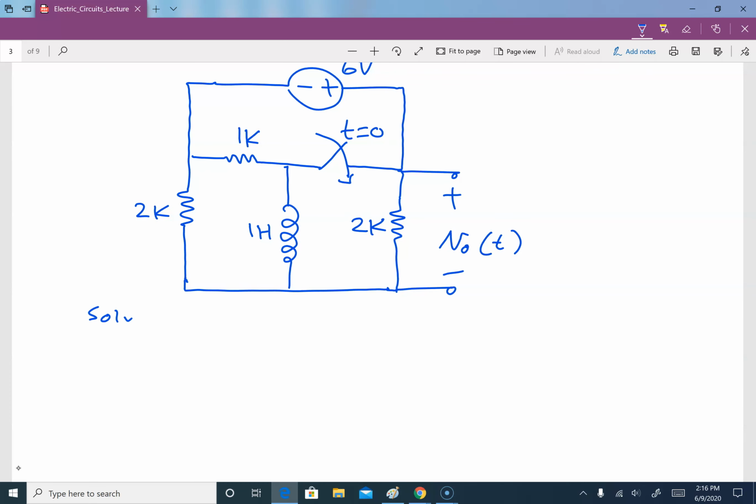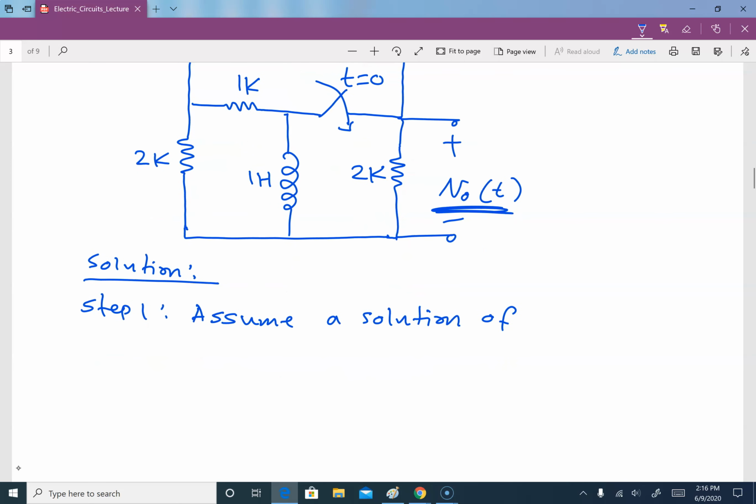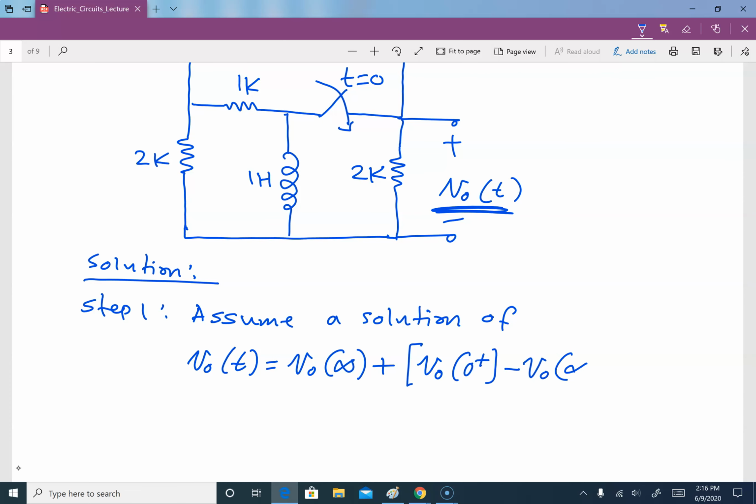So our solution here, step 1, assume a solution. Since the question is asking us to find V naught of t, we will assume a solution of V naught of t to be V naught of infinity plus V naught of 0 plus minus V naught of infinity multiplied by exponential of negative t over tau. This is our solution.